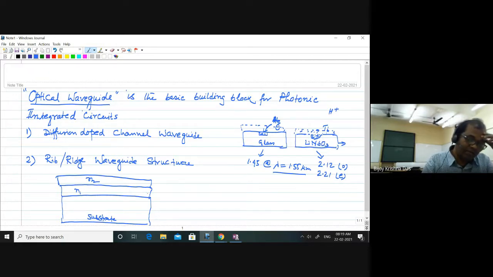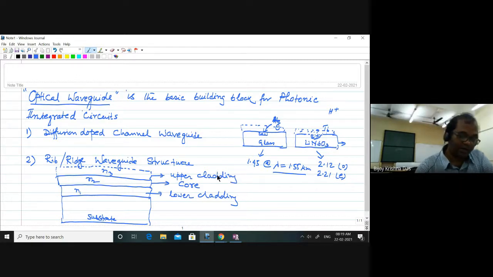This N1 material should be considered the lower cladding. And this layer we will be using as the core material. And then on top, you can have another material if you want. Otherwise, you leave it as it is. It can be air. That can be considered refractive index N3, the upper cladding. I hope you can read whatever I am writing, right? Okay, this is the upper cladding.